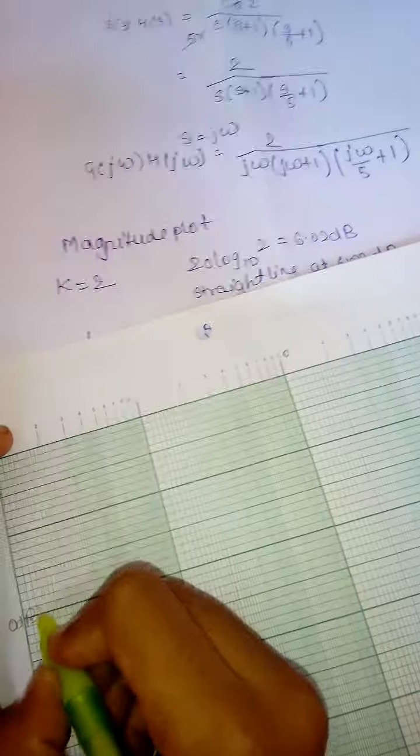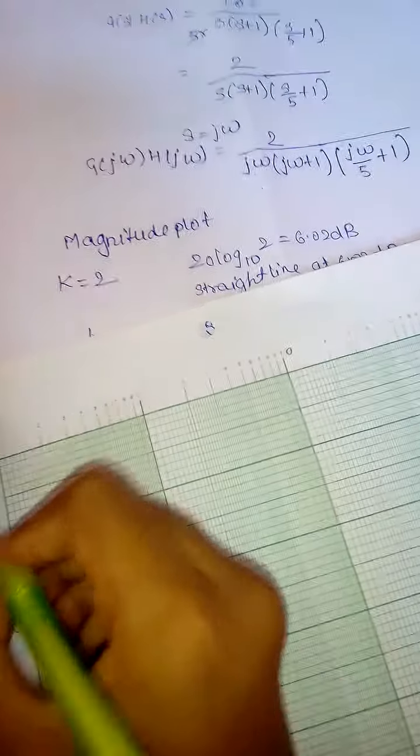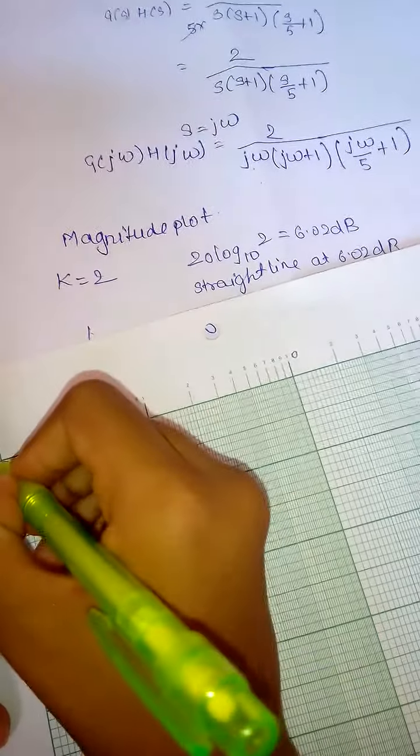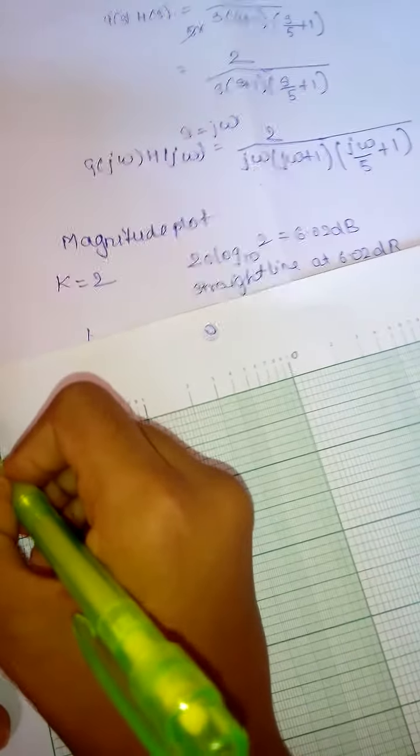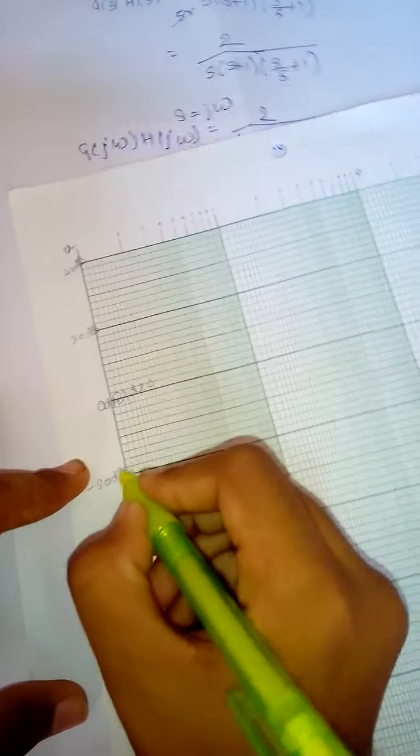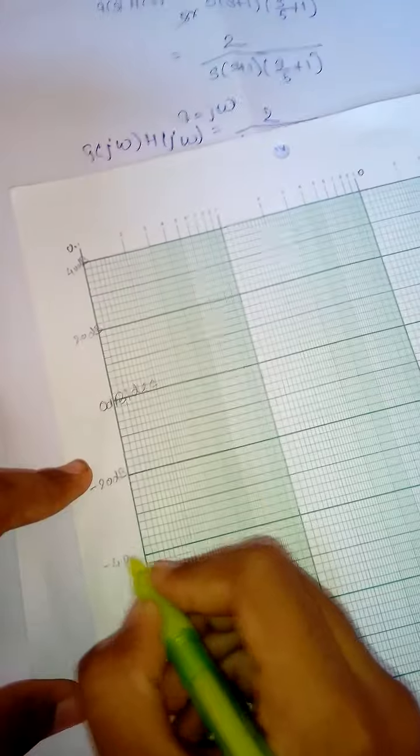Here 0 dB. Here 20 dB, and here it is 40 dB. Downward it is minus 20 dB, minus 40 dB.